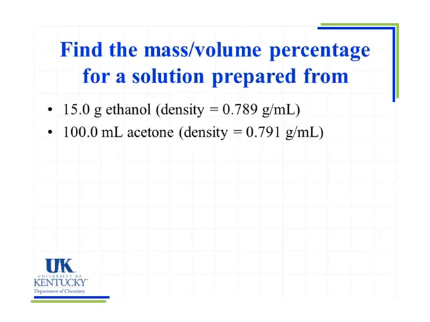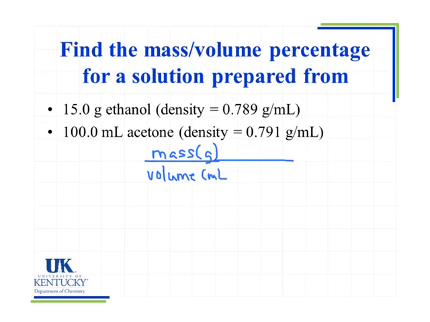Find the mass volume percentage for a solution prepared from 15 grams of ethanol and 100 milliliters of acetone, and we're given the density of both of those solutions. So the first thing we need to do is remember what a mass volume percentage looks like when we do that calculation. So we know we're going to have the mass in units of grams over the volume, and that will be in units of milliliters.